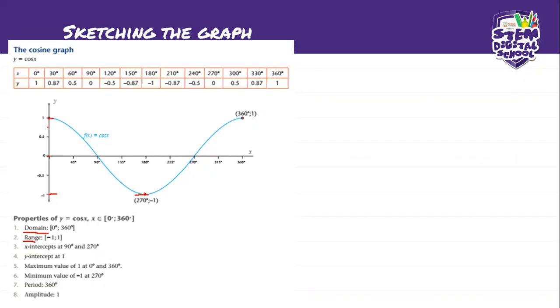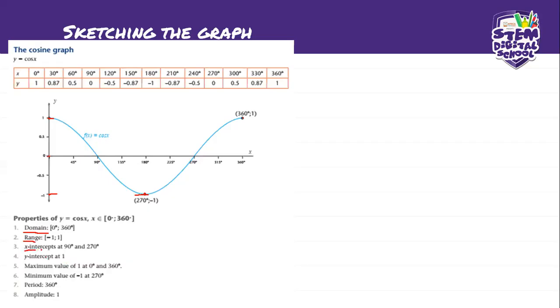So whenever you are being asked to determine the range, you're only focusing on what? On the y-axis, right? Now the graph ends at -1 and also +1, meaning our range is from -1 to +1. That is our range. Now let's proceed.